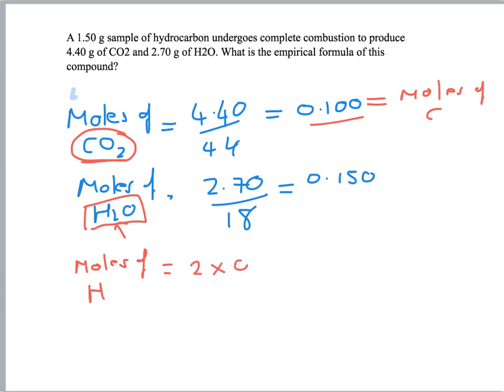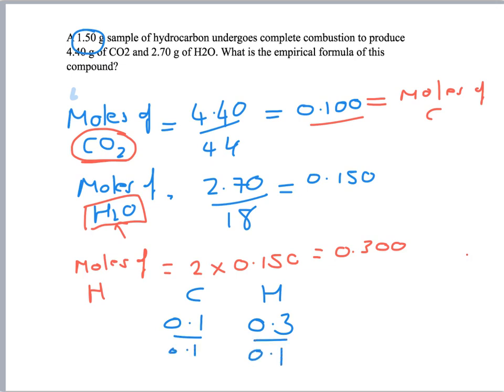It's going to be 2 times 0.150, which is going to equal 0.300 moles. So for this one, we don't actually need to know the mass, so we can now do a quick check, because I now know my molar ratio of carbon to hydrogen, which is 0.1 to 0.3. Therefore, you would divide by the smallest one, which is 0.1. So your ratio of carbon to hydrogen is CH3, and that's my empirical formula.